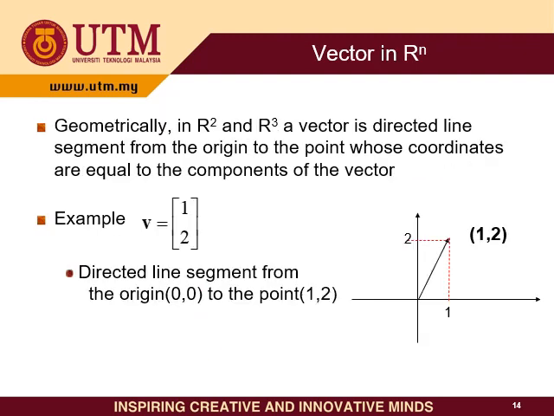Geometrically, in R2 and R3, a vector is a directed line segment from the origin to the point whose coordinates are equal to the components of the vector. For example, you can see here v = (1, 2). It is a directed line segment from the origin (0, 0) to the point (1, 2), where the x-coordinate is 1 and the y-coordinate is 2.